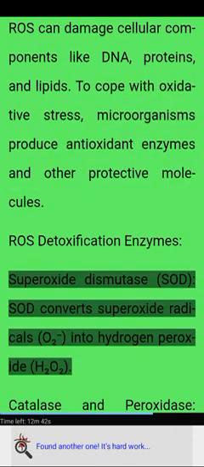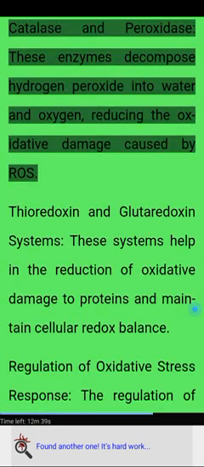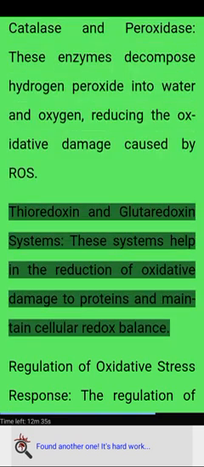ROS detoxification enzymes. Superoxide dismutase, SOD, converts superoxide radicals (O2-) into hydrogen peroxide (H2O2). Catalase and peroxidase. These enzymes decompose hydrogen peroxide into water and oxygen, reducing the oxidative damage caused by ROS. Thioredoxin and glutathione systems. These systems help in the reduction of oxidative damage to proteins and maintain cellular redox balance.